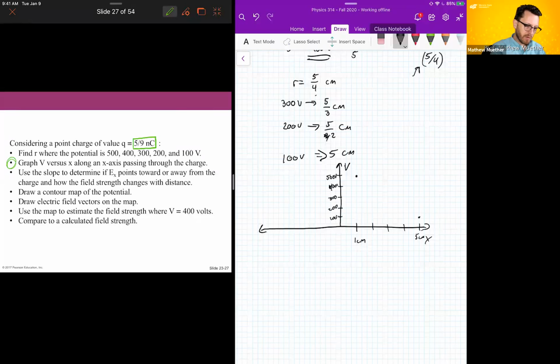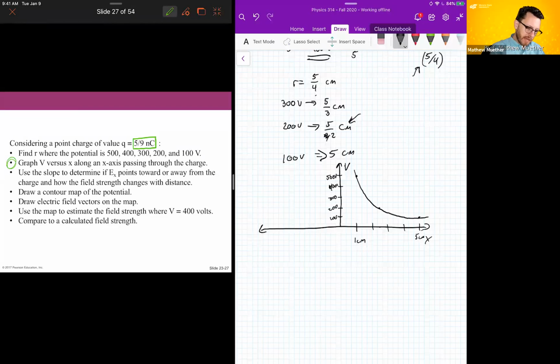And look here, where am I at 200 volts? I know I'm at 200 volts at 2.5 centimeters. So 1, 2, somewhere here is where I'm at 200 volts. And I need the line, right? I could plot all of these, but I can see that I end up with this 1/R behavior that's falling off as I move from lower values of X to higher values of X.